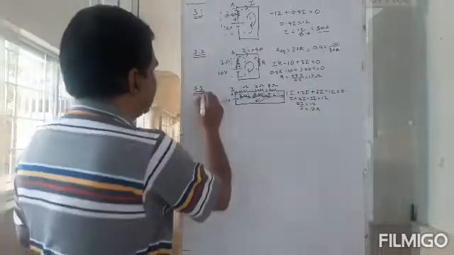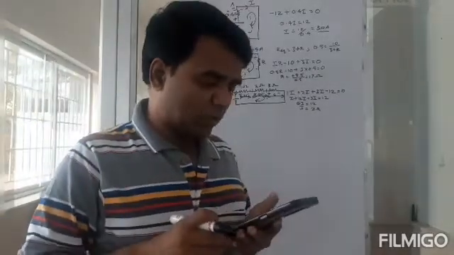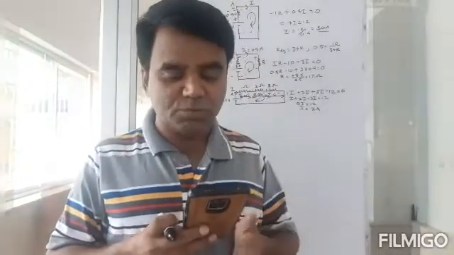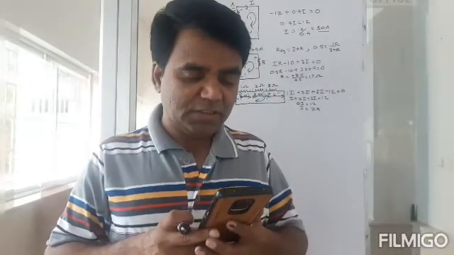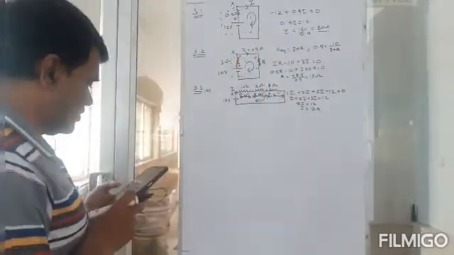Okay, that is 3.3 B part. Then 3.4. 3 resistors, 2 ohms, 4 ohms and 5 ohms are combined in parallel. Then what's the total resistance of the combination? That is the question. Okay. What is the total resistance of the combination?